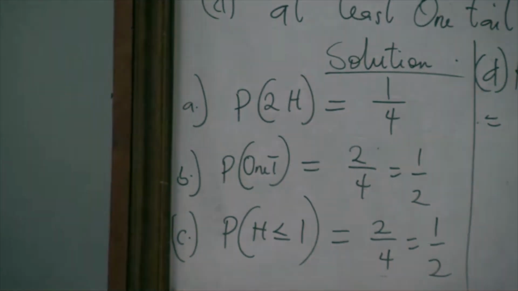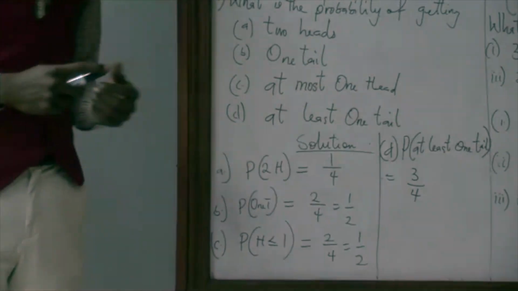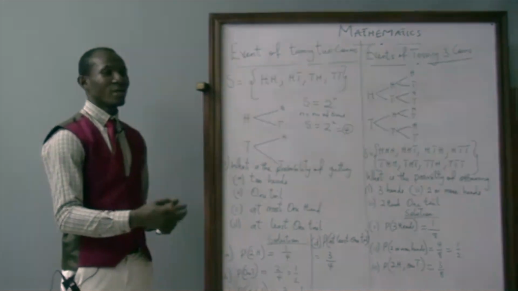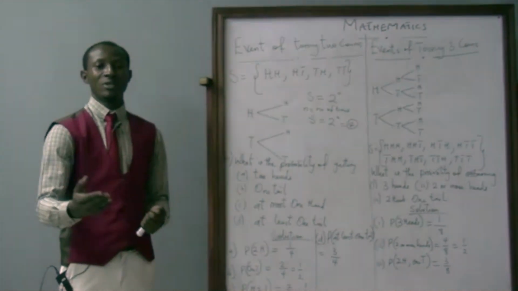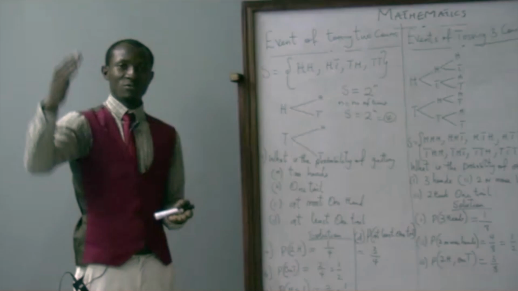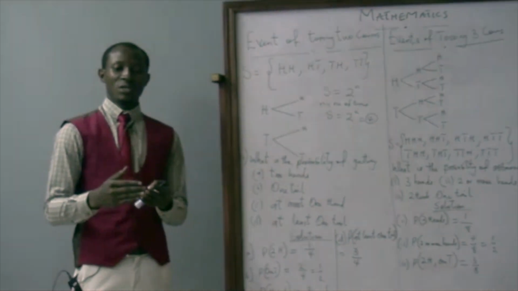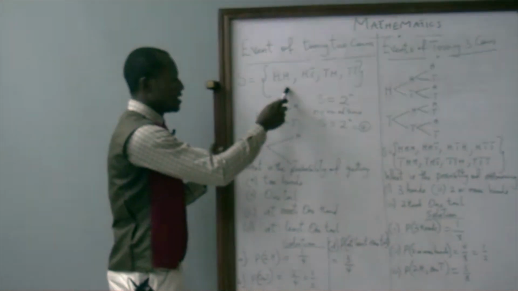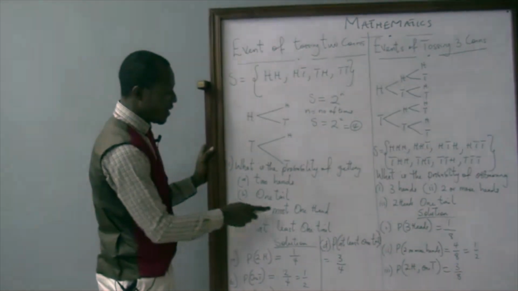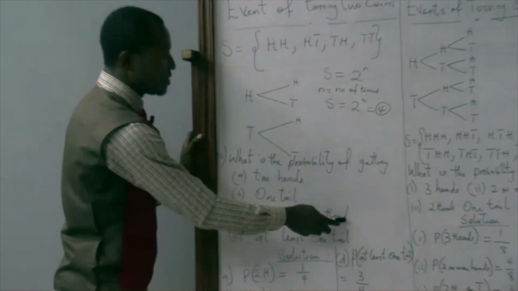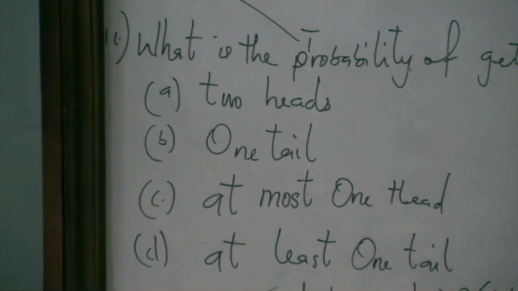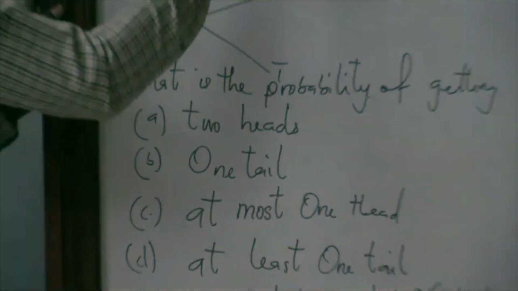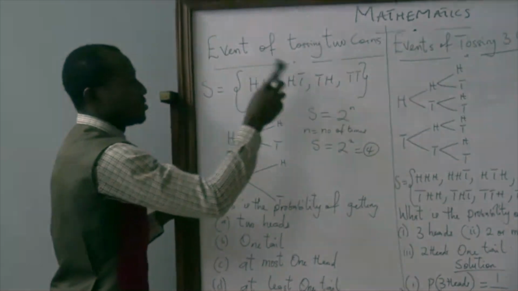And the last one, at least 1 tail. What does at least 1 tail mean? What's the probability that I will get at least the minimum of 1 tail? That is 1 tail and above. When they say at most, it means that particular thing and below. So for this question C, if I had said at most 2 heads, that means I'm talking about 2 heads and below. So we have 2 heads here, that's 1. We have a head here and another head here. So that's making 3.